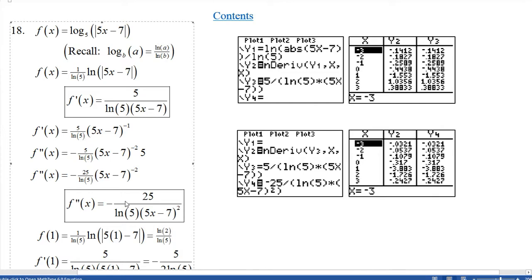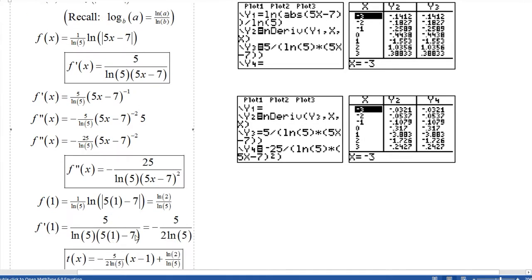The derivative right here, let's look at the first derivative. Let's look at it the way I've got in parentheses. Put in 1 in place of x there. 5 times 1 is 5, minus 7 is negative 2. So I get negative 5 over 2 ln of 5. That's the slope of the tangent line, which goes out front. Then we have x minus 1, and then we have the y value ln of 2 over ln of 5. So the tangent line and the original function both go through the point 1 comma ln of 2 over ln of 5. And the tangent line and the graph instantaneously have a slope of negative 5 over 2 ln of 5.